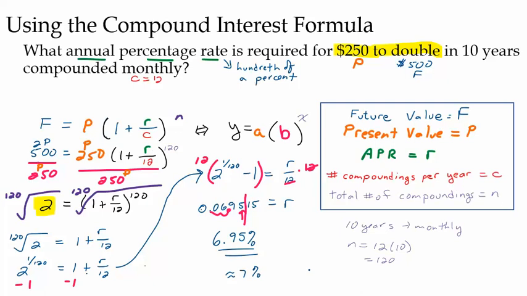And this is called the doubling rule. It takes 7% to double your money every 10 years. You need to earn 7% to double your money every 10 years. That's kind of a typical estimation rule for compounding.